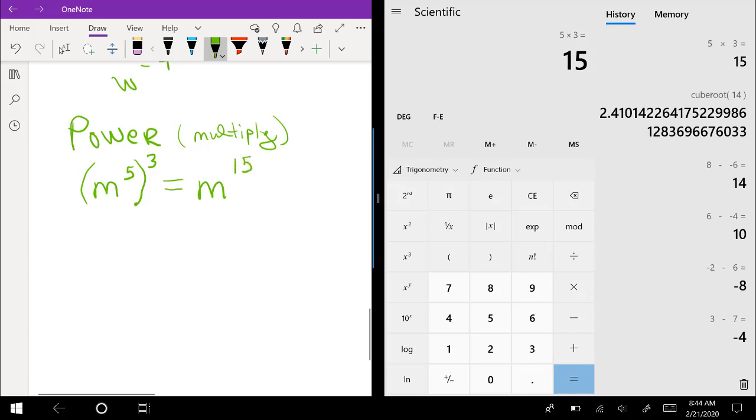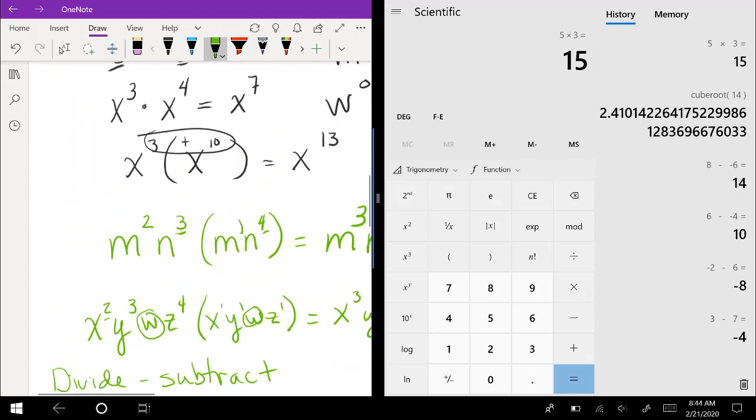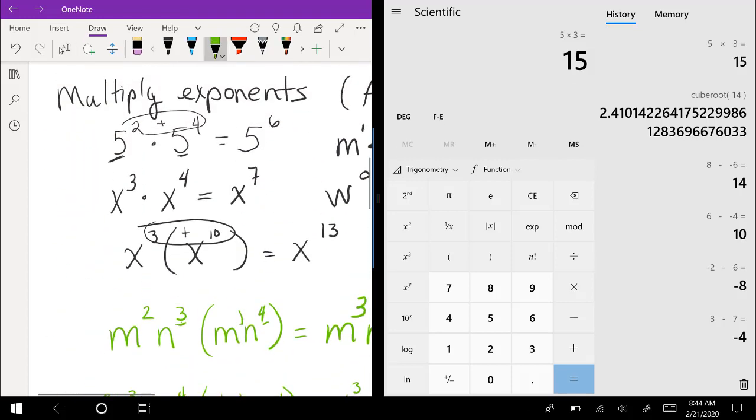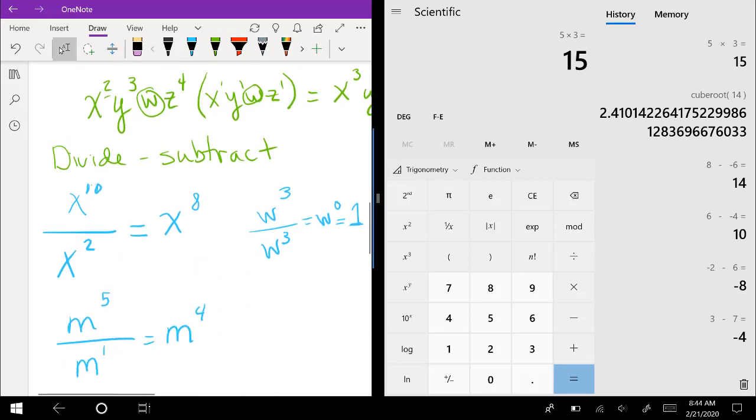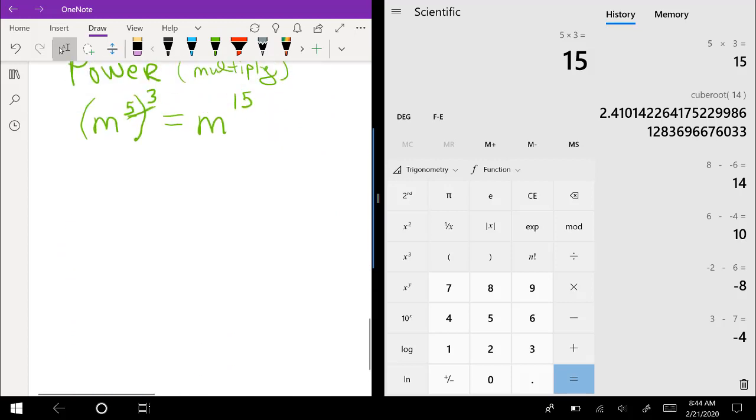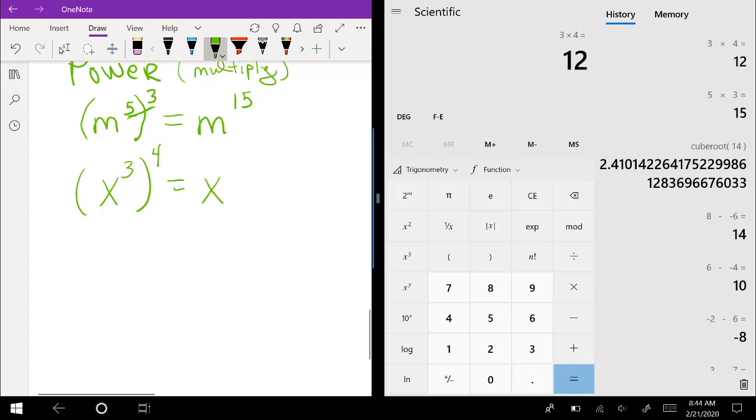So you multiply when you have two powers that are next to each other. So it looks different than the multiply rule. If I go all the way back up here, here's the multiply rule. See how x cubed times x to the fourth is x to the seventh. But what we're doing is we only have one base. We don't have both bases. Like we would have x cubed to the fourth. So this is two powers next to each other. So for that we would multiply 3 by 4, which is 12. So that would be x to the 12th.